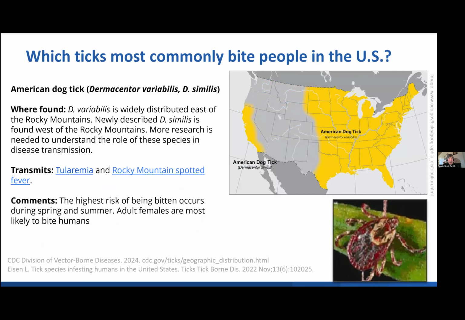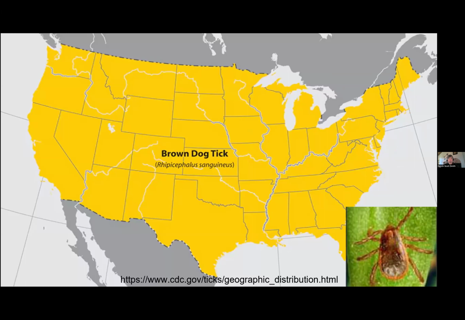This is the other Dermacentor, variabilis and Dermacentor similis, in these 2 different zones. And you can appreciate pretty much the whole United States is covered with all of these 3 species of Dermacentor tick. There's also another 4th species of tick, the brown dog tick, or Rhipicephalus sanguineus, that's pretty much distributed throughout the whole United States and internationally as well.